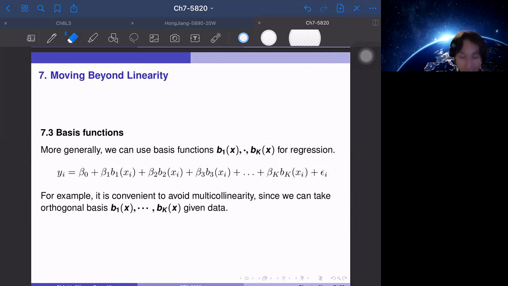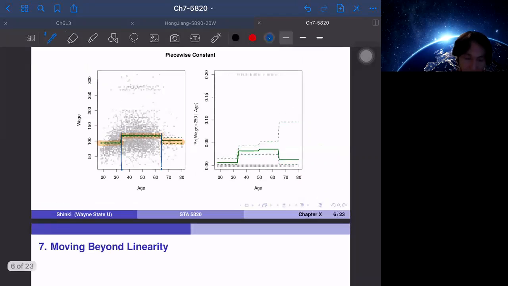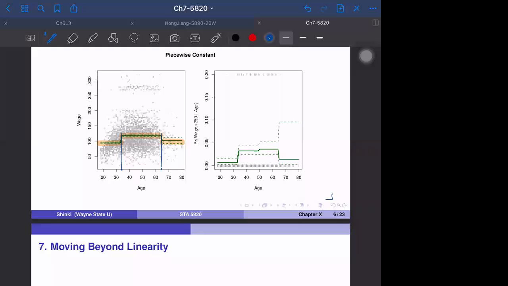Yeah, I think it's already 8:15. So we stop here. Next time we will discuss the more advanced methods to model beyond linearity. Thank you. Take care.